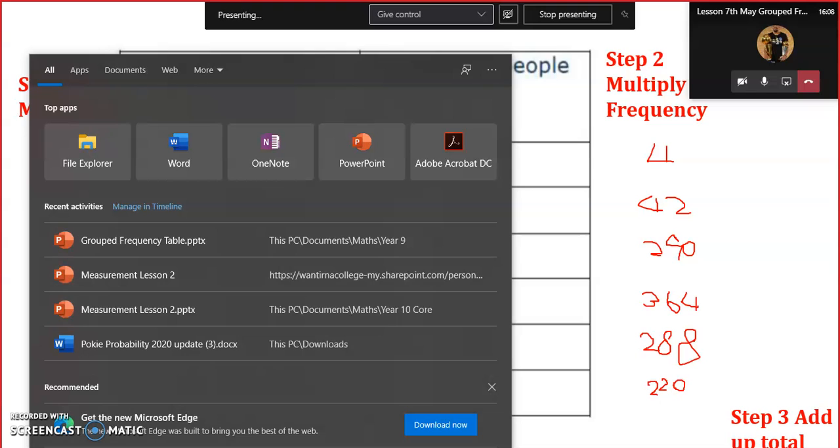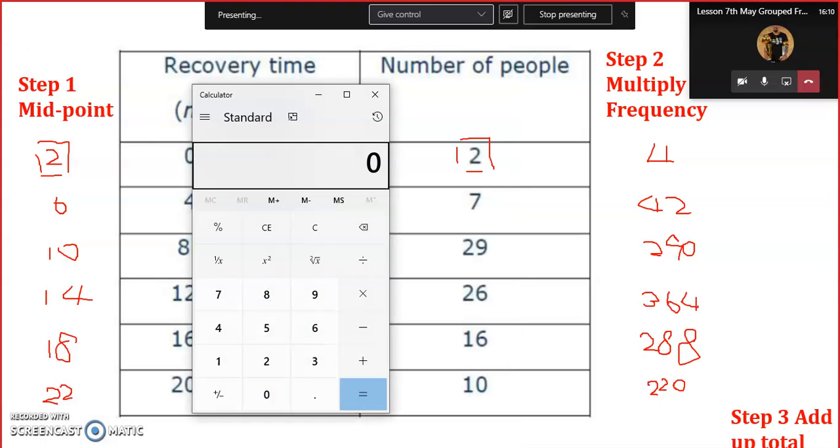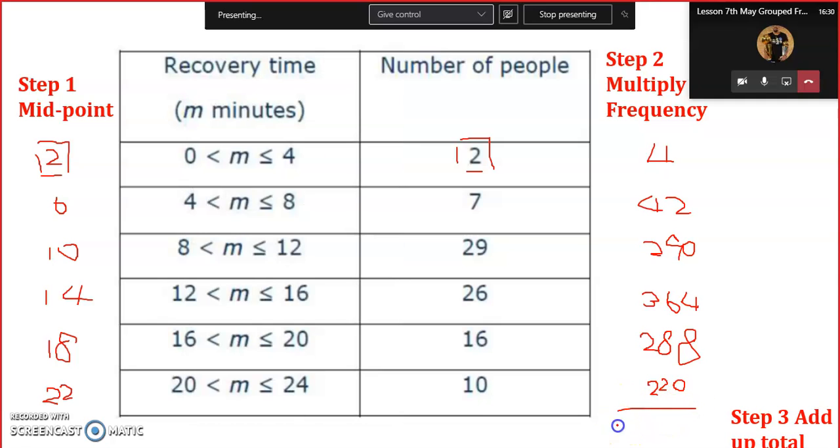If you are not comfortable with calculating so many figures, just pull out a calculator. So we do 4 plus 42 plus 290 plus 364 plus 288 plus 320. And the answer will be 1208. So that is what we get for the total here.